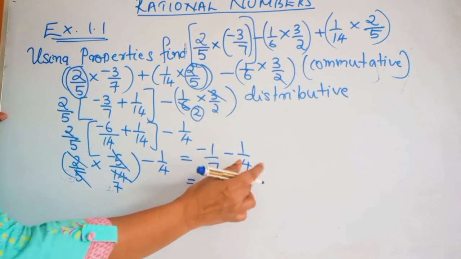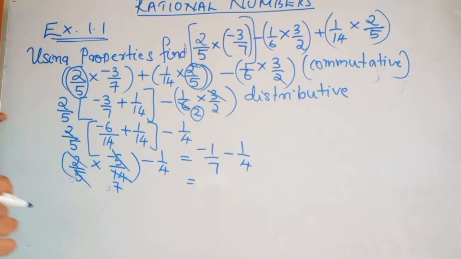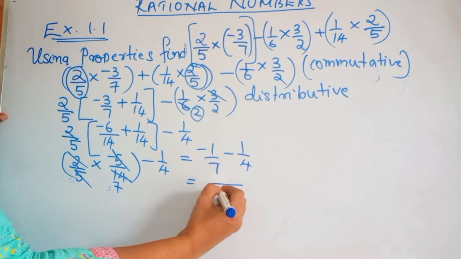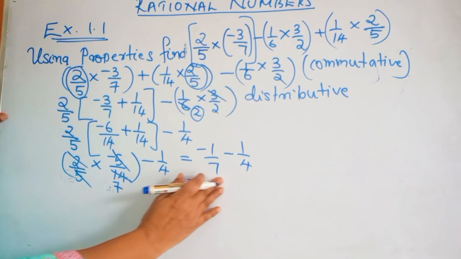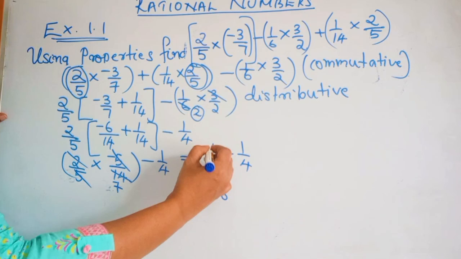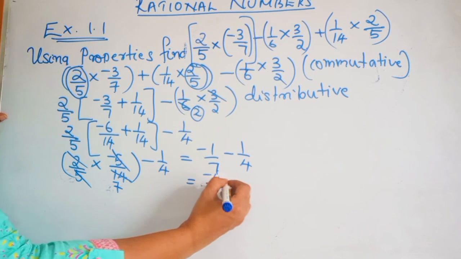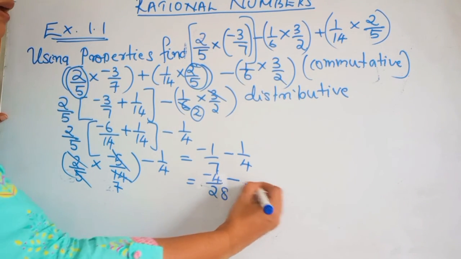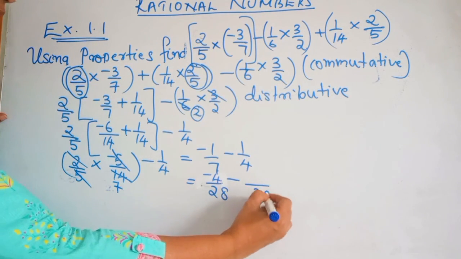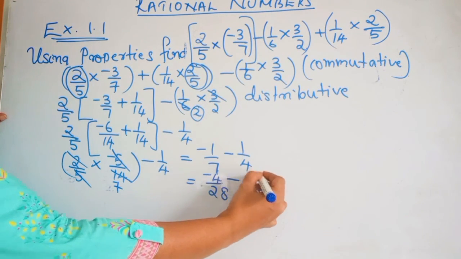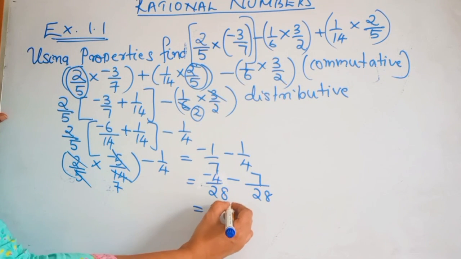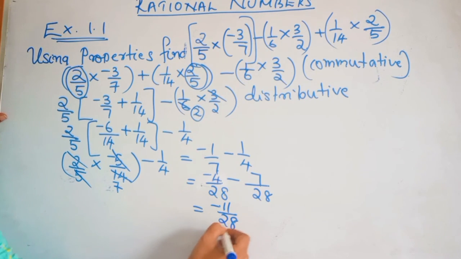Here the denominators are different, so we can take the LCM. 7 into 4, that is 28, is the LCM. So we can rewrite this as: here it is 28, 7 4s are 28, minus 1 into 4, minus 4, minus, here it will be 4 7s are 28, so 1 into 7. So we got the answer minus 4 minus 7, it will become minus 11 by 28.